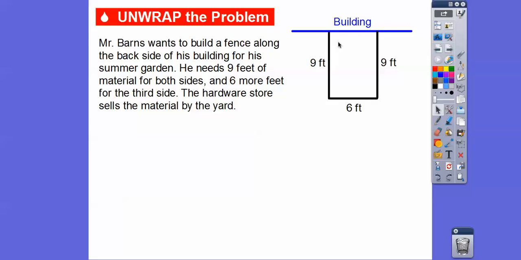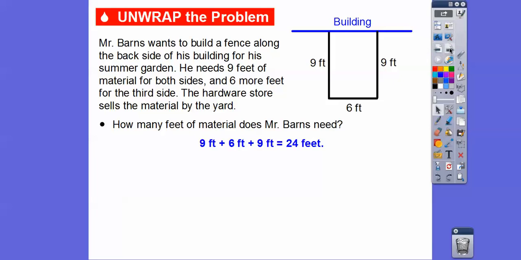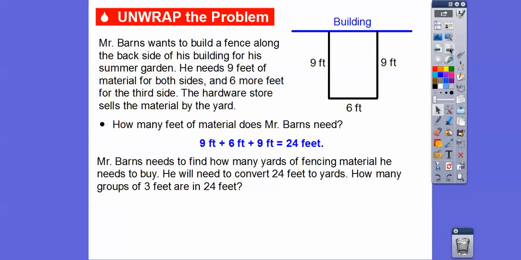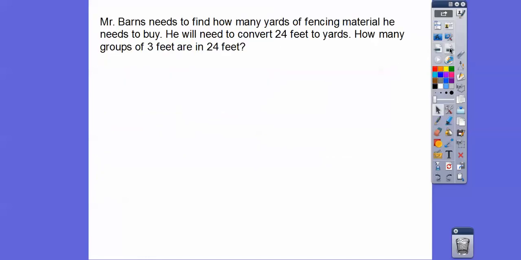So the hardware store sells the material in yards only. So how many feet of material does Mr. Barnes need? Well, he needs 9 plus 6 plus 9, and 9 plus 6 plus 9 is 24 feet. Okay, so Mr. Barnes needs to find out how many yards of fencing material he needs to buy. So he'll need to convert that 24 feet into yards. So how many groups of 3 are in 24 feet? That's that same question right there.